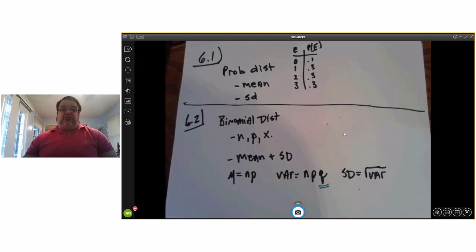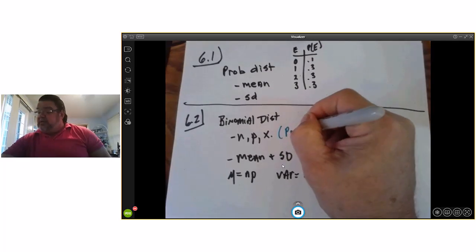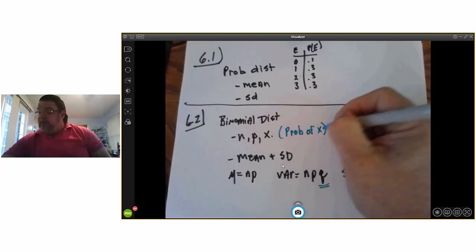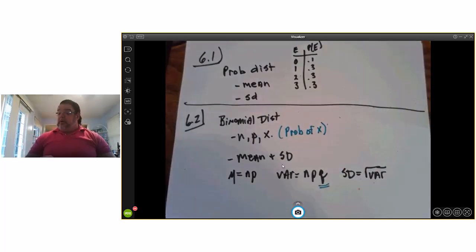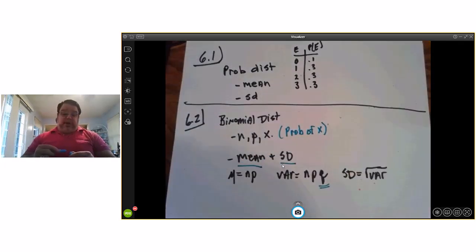So these are some simple problems, okay? You can do the NPX on your calculator, which is finding the probability. Let me write that down because some people don't know: probability of X. What you're finding here is the probability of X, okay? And this is finding the mean and the standard deviation. I just want to use different colors, that's why I'm doing that.